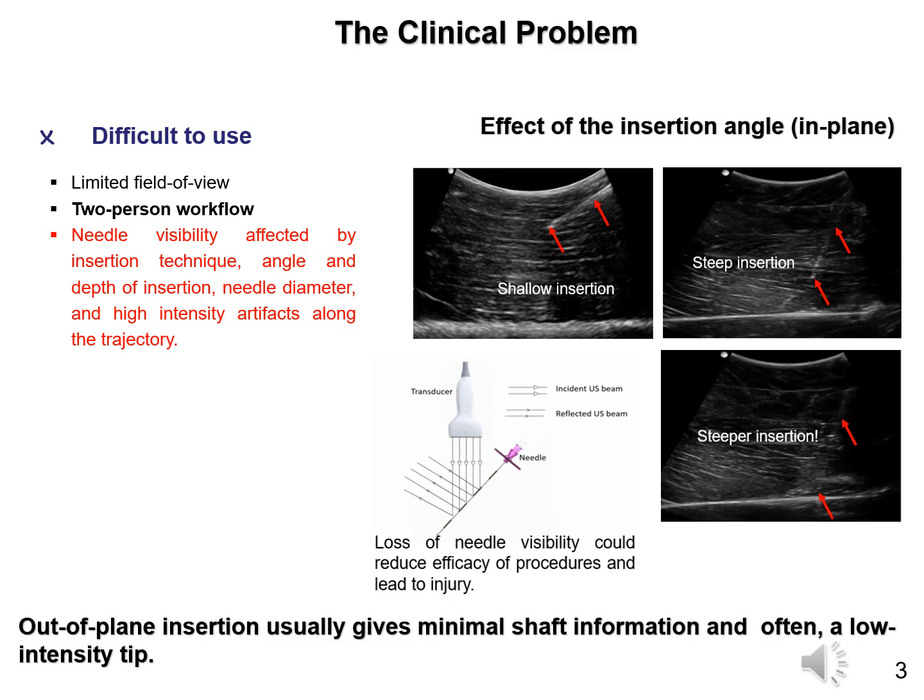Here we show the challenge imposed by the insertion angle for in-plane needle insertion. Notice that if the target is shallow, aligning the needle with the scan plane is easy, and all the energy reflected by the needle is collected by the transducer. But as we go deeper, it is harder to align the two, and we get non-axial specular reflection, leading to loss of needle visibility. On the other hand, out-of-plane insertion usually gives minimal shaft information and often a low-intensity tip. This makes tip localization even more challenging. And all this could reduce efficacy of the procedure and lead to injury and post-procedure complications.